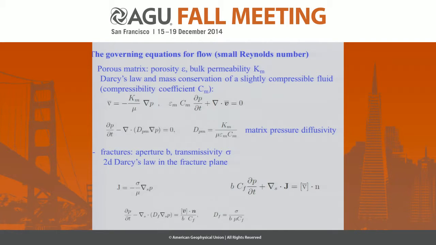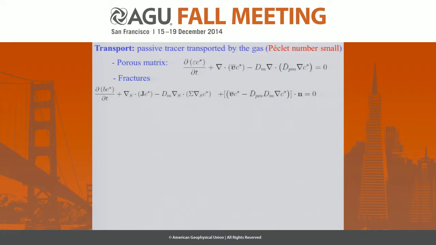Now, in the fractures, it's about the same thing. We have an aperture B, a transmissivity sigma, and we assume a two-dimensional Darcy's law in the fracture plane. So this is given here. So we have this mass conservation here, and basically here, we have this transfer between the fractures and the surrounding porous medium. It's local, of course.